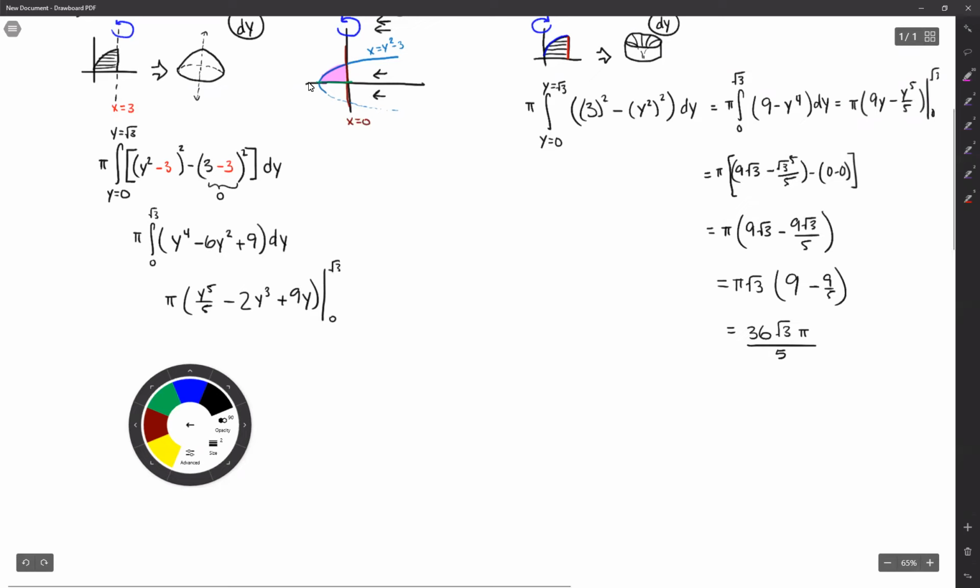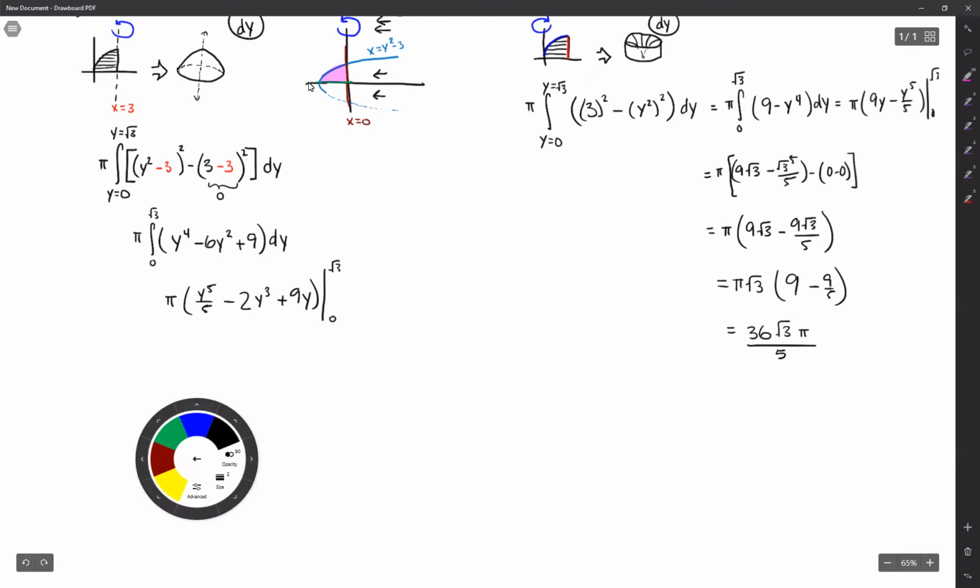Okay, so very much like this over here, we're gonna have to deal with some things. So pi times, plug in the square root of 3, we get the square root of 3 to the 5th over 5 minus 2 times the square root of 3 cubed plus 9 times the square root of 3, minus 0 minus 0 plus 0 for when you plug in 0.